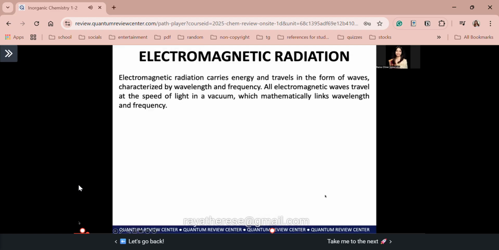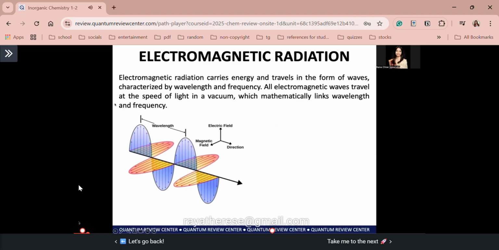Okay? As we know, EM radiation carries energy and travels in the form of waves. And this is characterized by the wavelength, which is the distance between two consecutive peaks, the blue one here, and frequency, which is the number of wave cycles passing a point per second. Now, the amplitude is just the maximum displacement of a point on a wave, let's say here, from its equilibrium position. So this big arrow represents the amplitude.